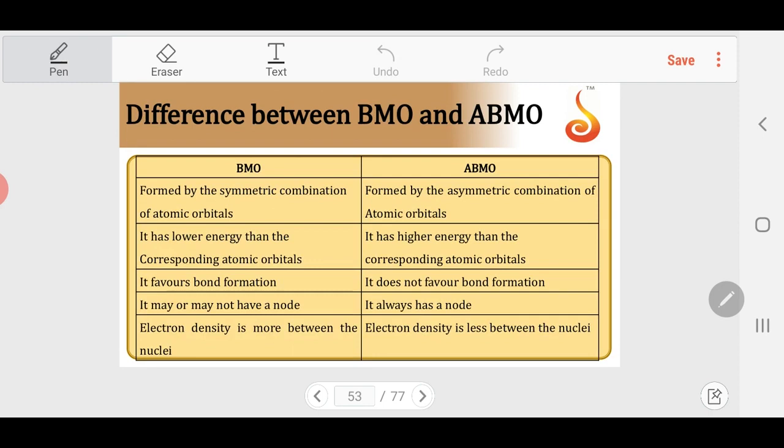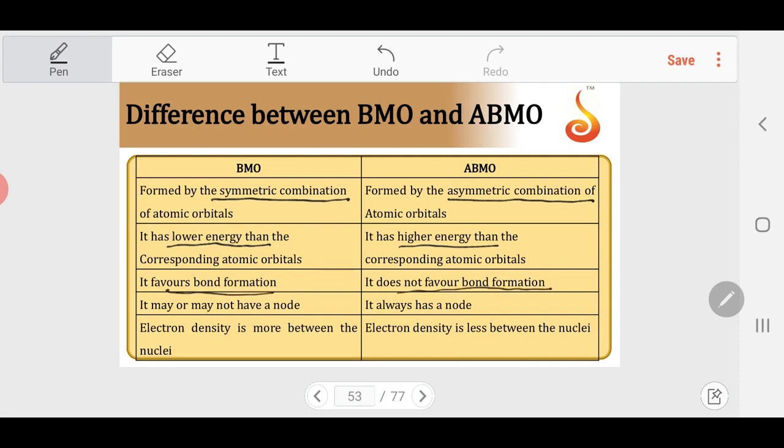Basic difference between BMO and ABMO. A BMO is formed by symmetric combination of atomic orbitals, and in case of ABMO, by asymmetric combination of atomic orbitals. BMO has lower energy than the atomic orbitals, and here it is higher energy than the atomic orbitals. It favors bond formation, it does not favor bond formation.